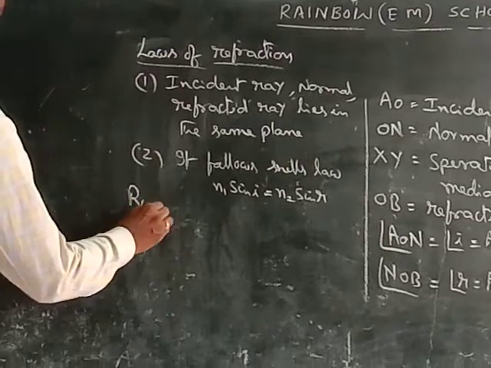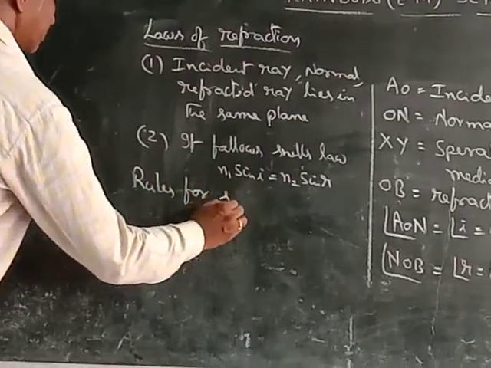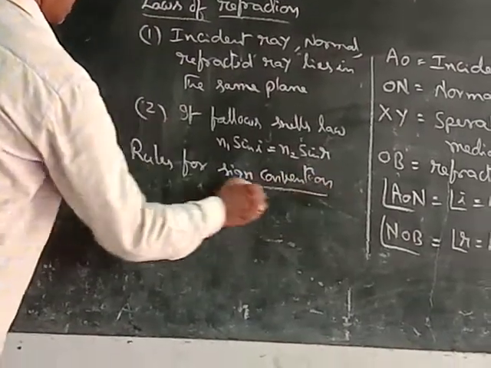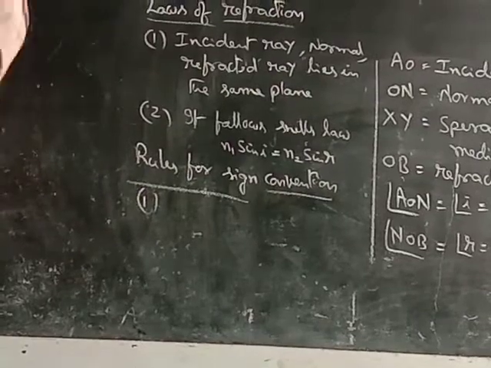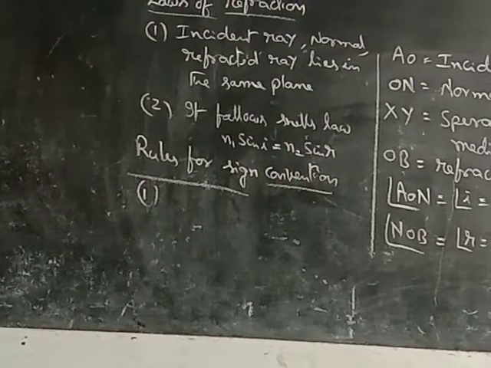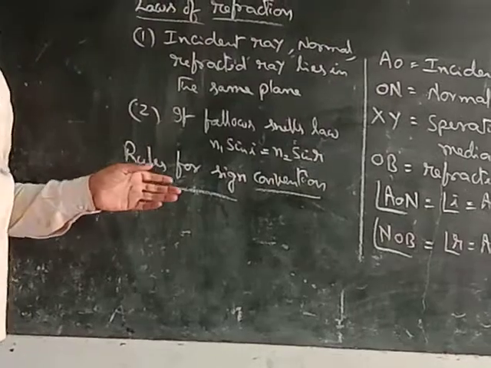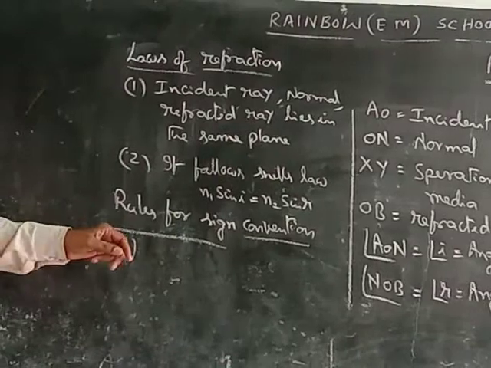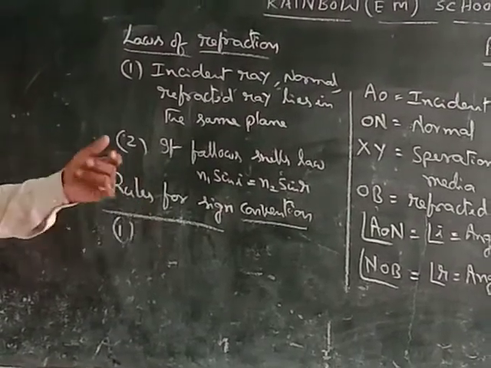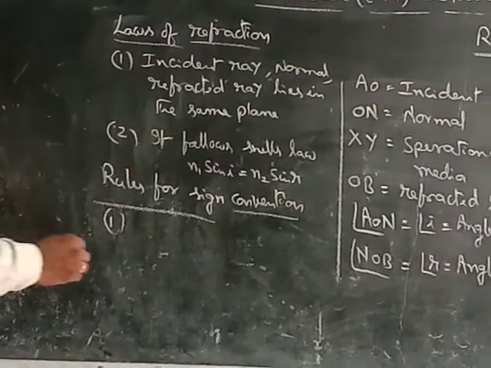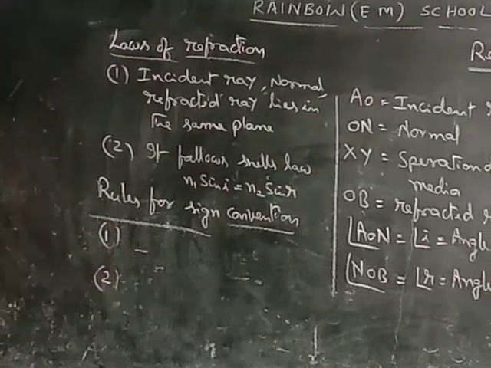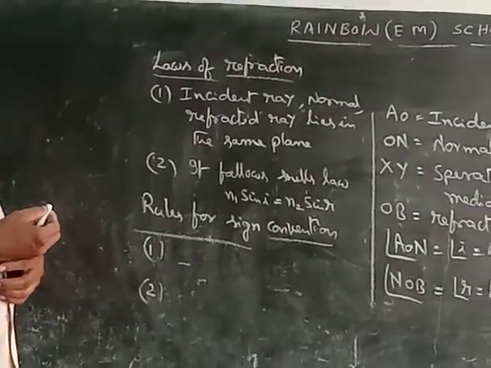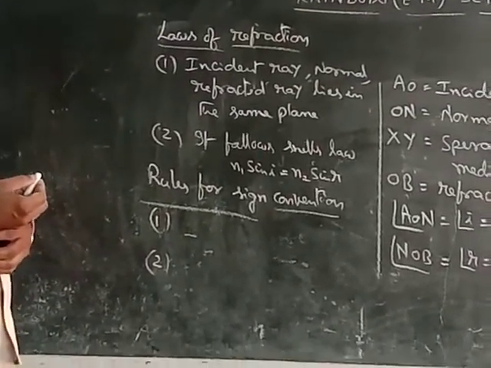And the rules for sign convention. This is also the same as in the reflection phenomenon. Rules for sign convention: distance measured in the direction of the light ray is positive, and in the opposite direction is negative. That is the first one. Second one is the position of the object or image above the principal axis is taken as positive, below the principal axis is negative.